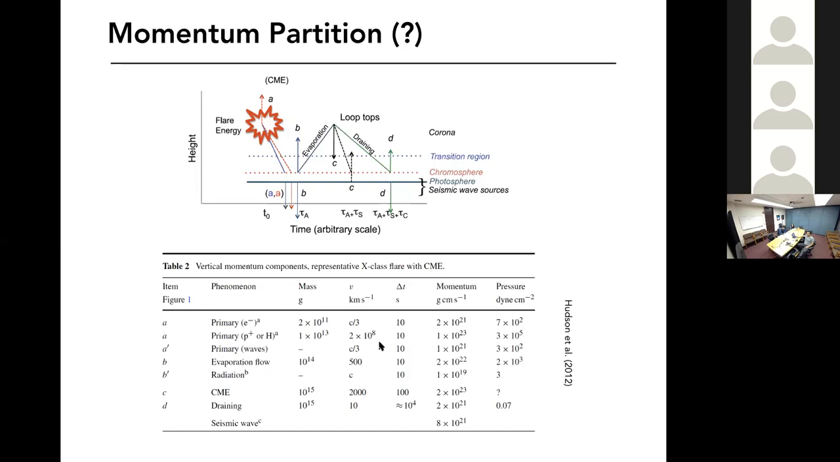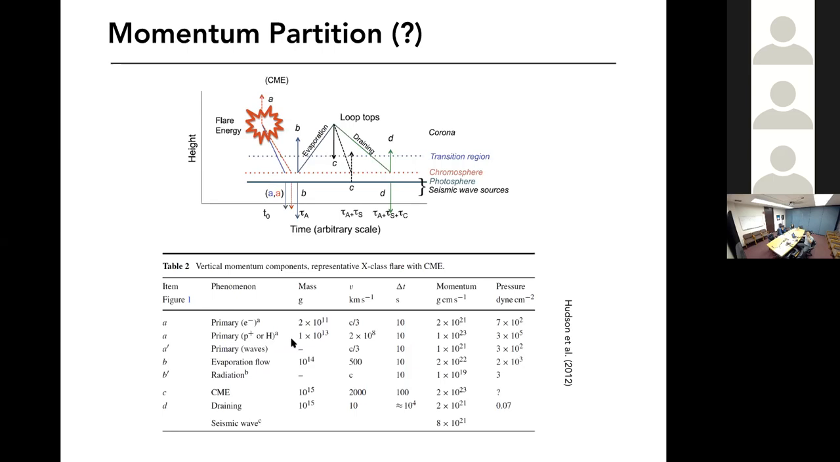For example, you have CME, okay, you have a CME mass estimate and the velocity estimate. Then you have this evaporation flow, okay, and you have waves, you have electrons, so on and so forth. All these momentum should be compared to the other force impulses, such as the Lorentz force impulse, the gravity force impulse, the pressure gradient impulse. Okay, so that is something we are looking into right now.